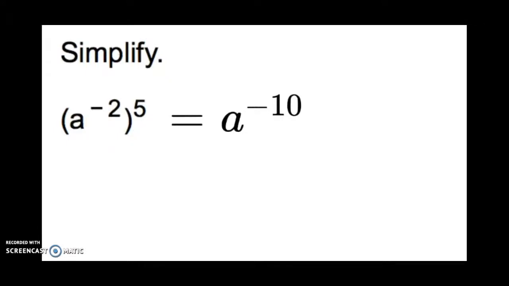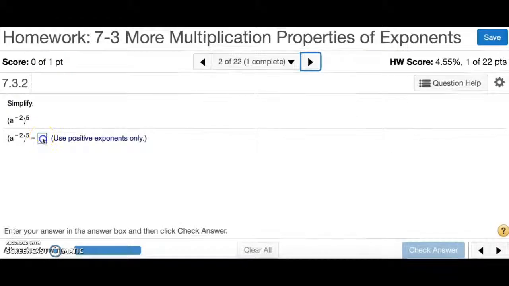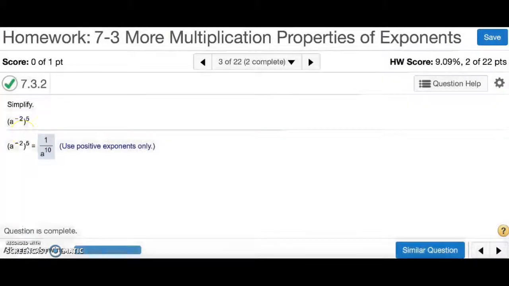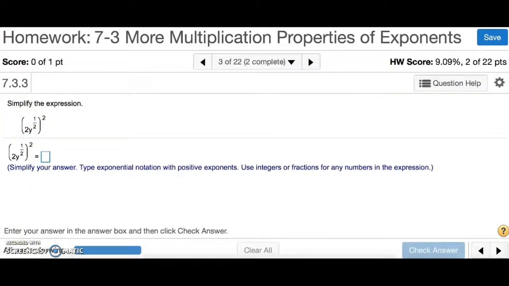Now we need to write our answer with positive exponents. When we have a number or variable being raised to a negative exponent, we have to write it underneath 1 and make the exponent positive. So our answer is going to be 1 over a to the positive 10. Typing that in, we have 1 over a to the positive 10. And that's number 2. Number 3, it is asking you to simplify the expression.